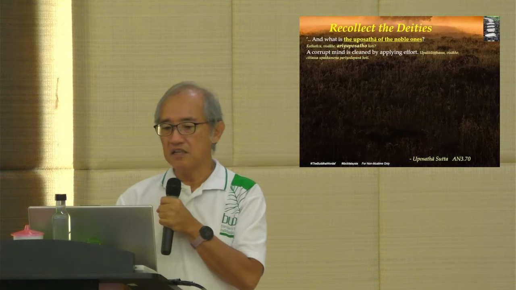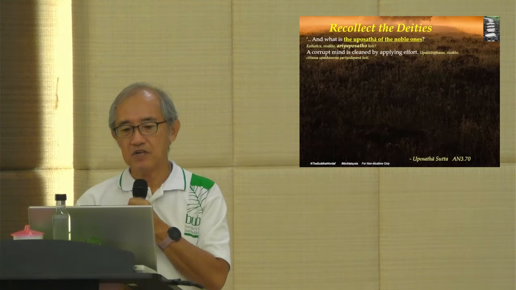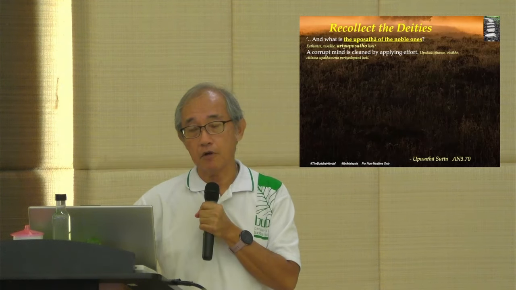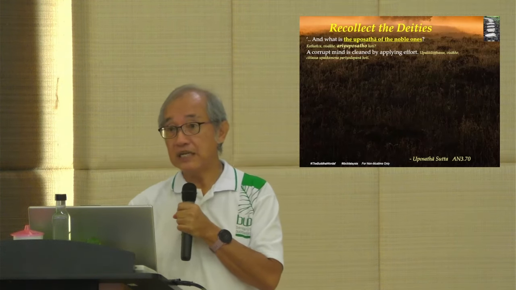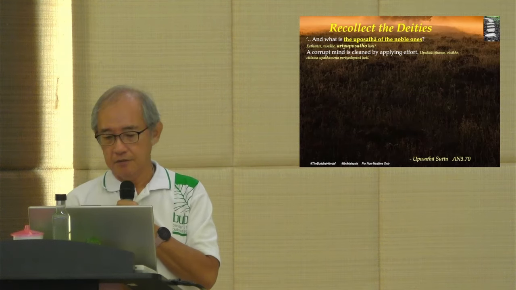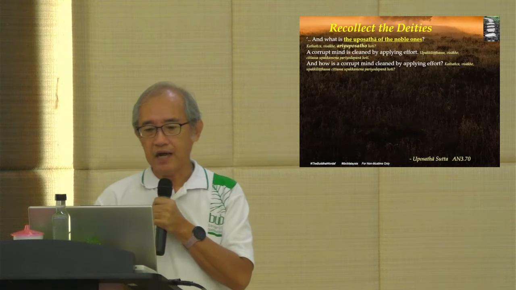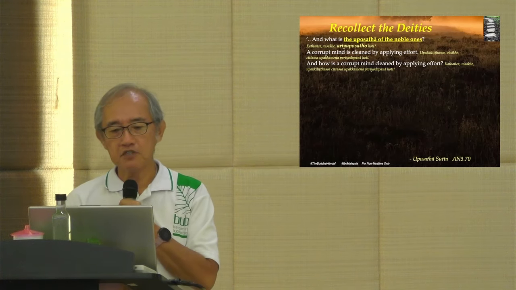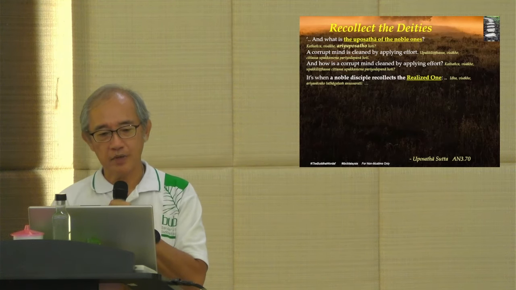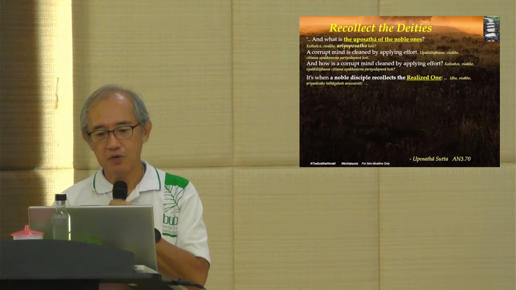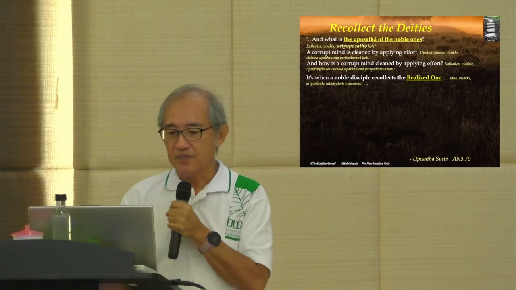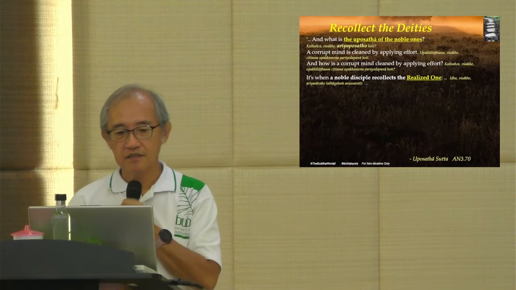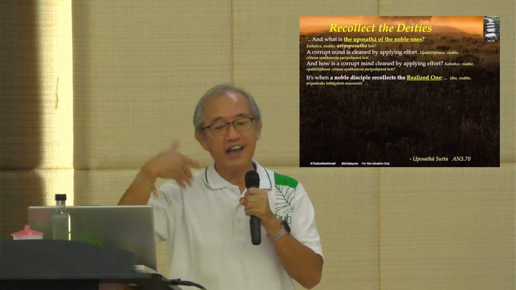Now, a corrupt mind is cleansed by applying effort. So one of the purposes of Uposatha, other than observing the 8 precepts, is to clean your mind. And how is a corrupt mind cleaned by applying effort? It's when a noble disciple recollects the realized one. Now, the Pali word is, what is it called? Arya Savako Tathagatang Anusati. Anusati means reflection.